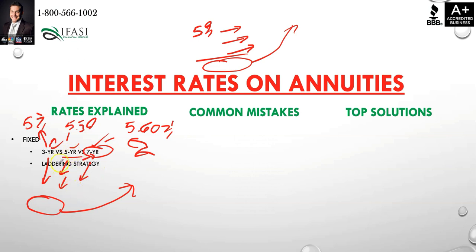So maybe when the 5-year comes due, they would take the money and purchase a new 7-year. When the 7-year comes due, purchase a new 7-year, so that now you're always having this trickle-down effect of higher interest after 7 years, 5 years, 3 years. You're always taking advantage of that higher interest rate environment.